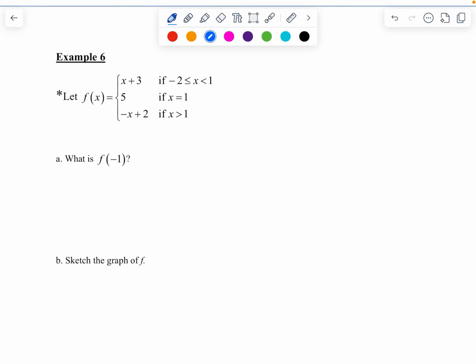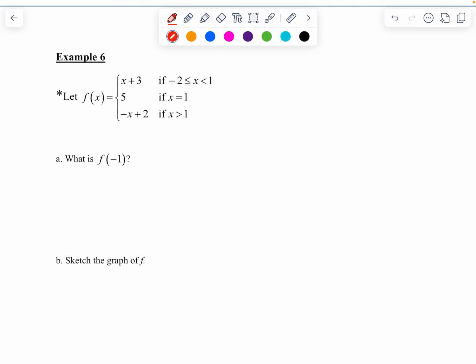Here we have a piecewise defined function f of x, and this one has three parts to it. Looking at each part of the formula, we have x plus 3, 5, and then negative x plus 2. Okay, we have our three different if statements, and we're going to follow those along for the next part, which is to find the value of f at negative 1.